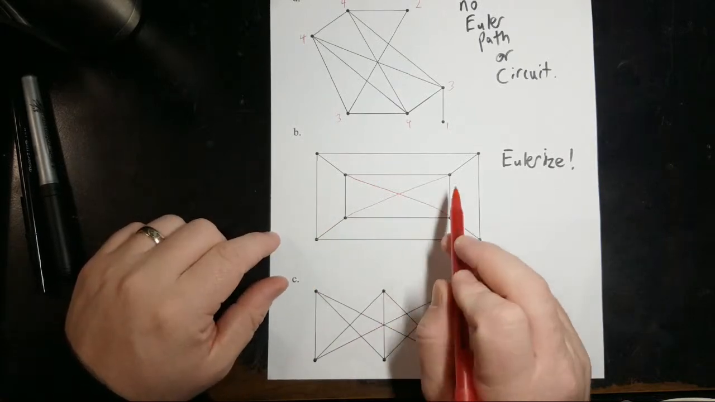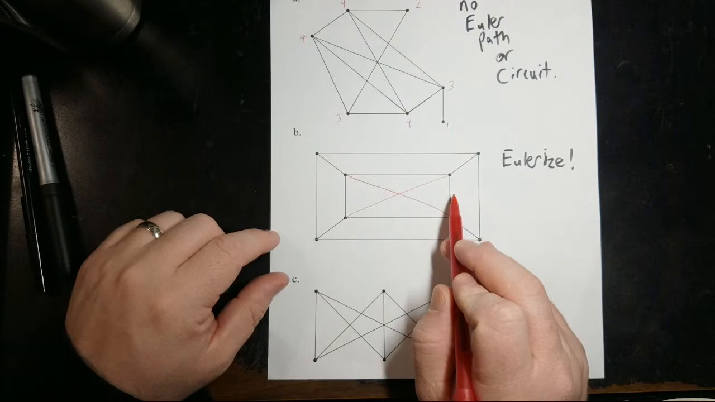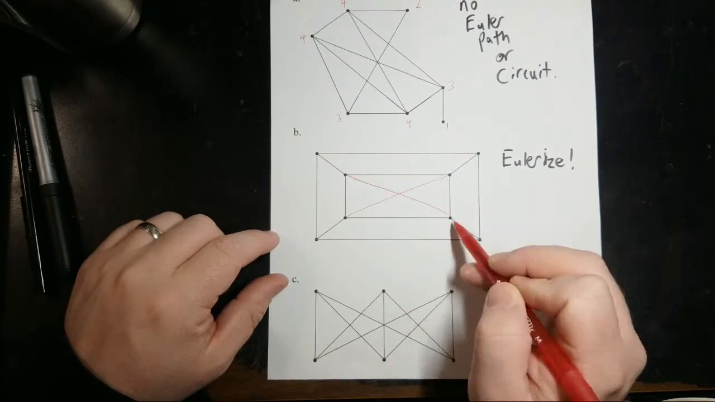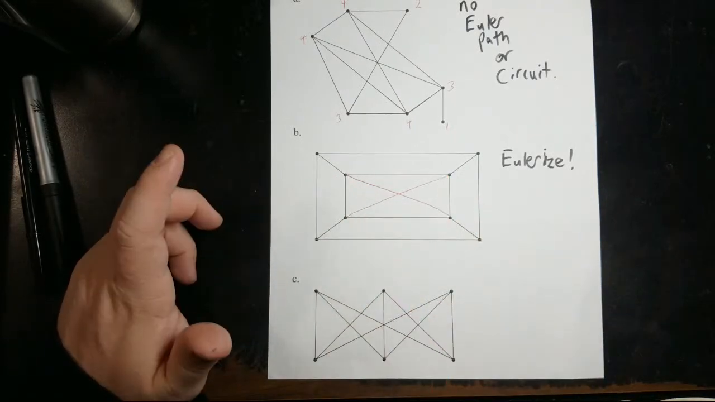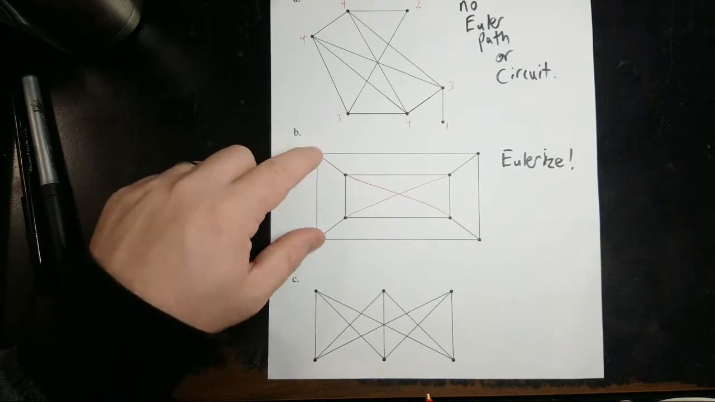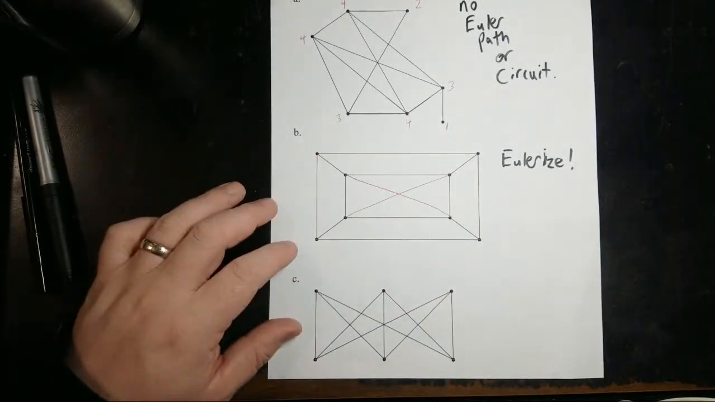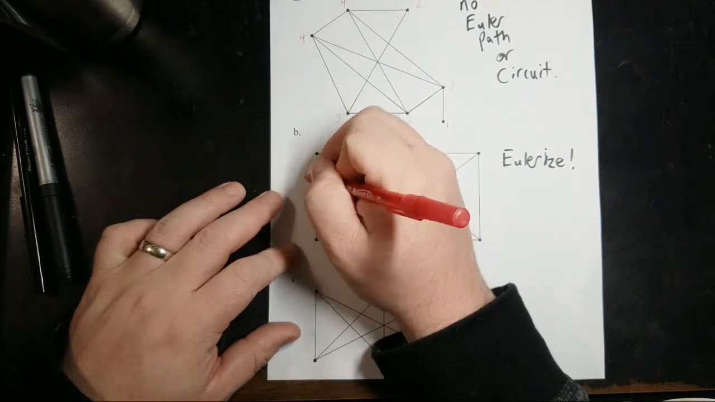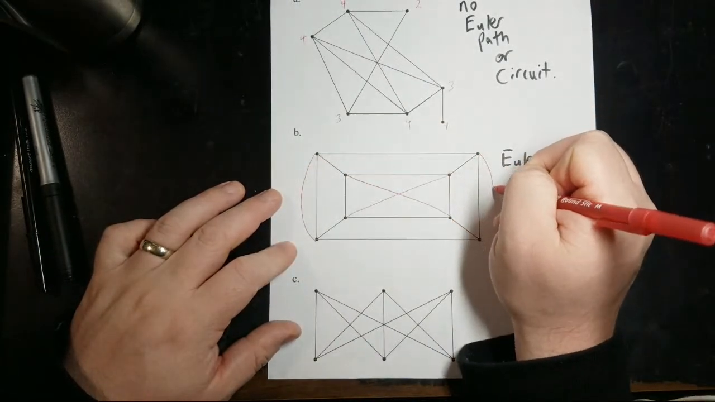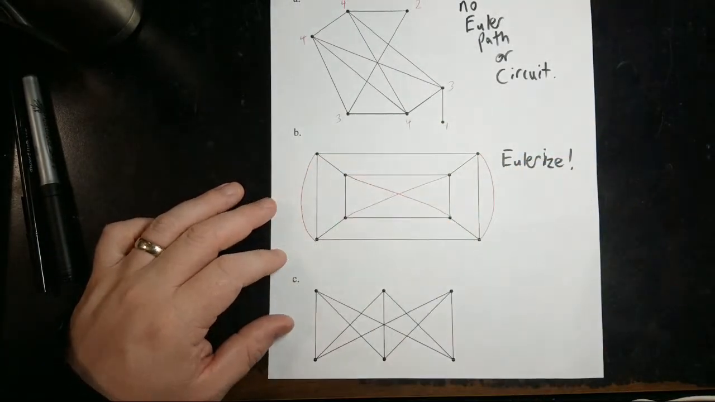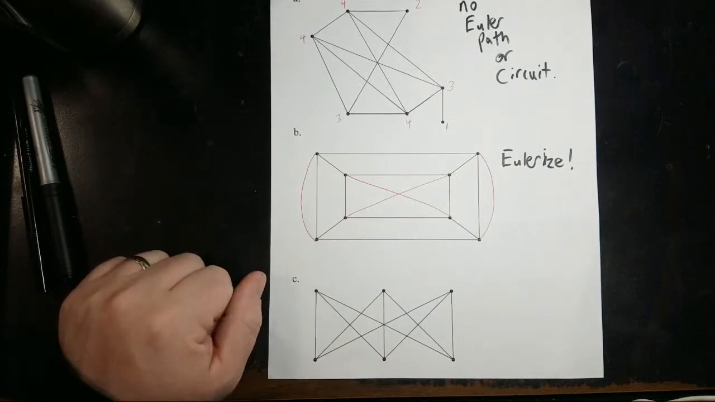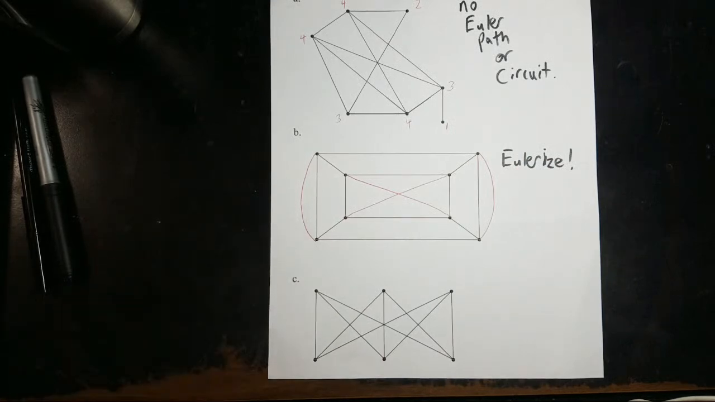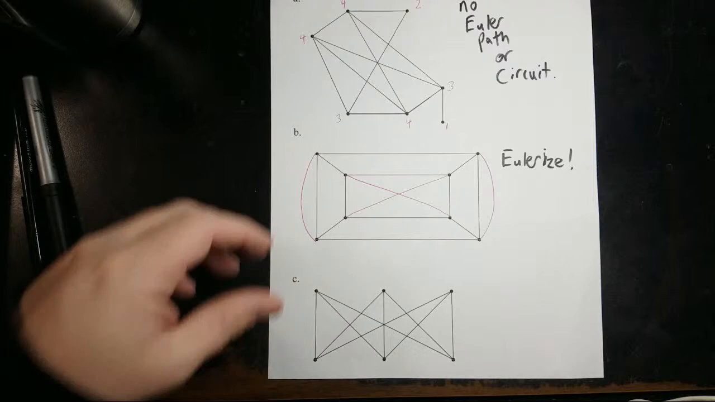But now, boom, they're all even. Because look, 1, 2, 3, 4, 1, 2, 3, 4, 1, 2, 3, 4, 1, 2, 3, 4. Nailed it. But these on the outside, oh no. Well, done. I have Eulerized it. It is entirely possible to do an Euler circuit now. You just have to make sure that all of your vertices are even.